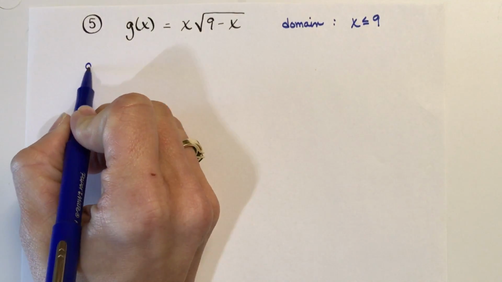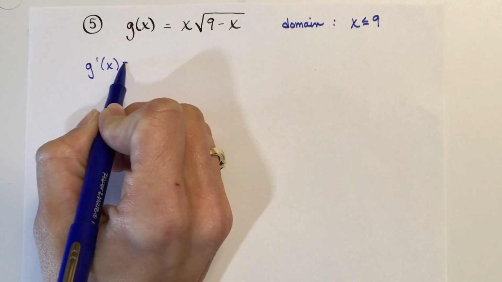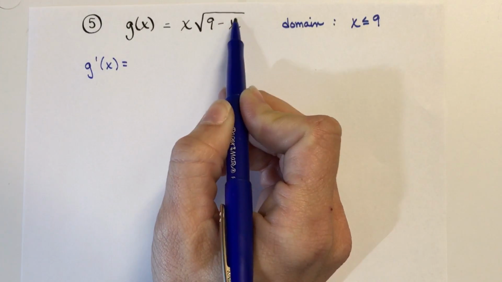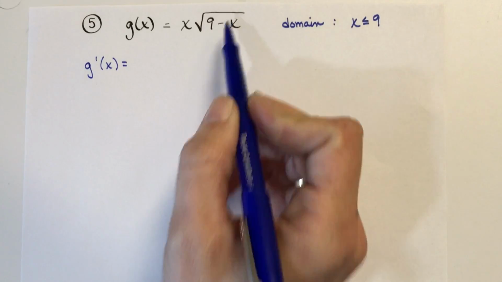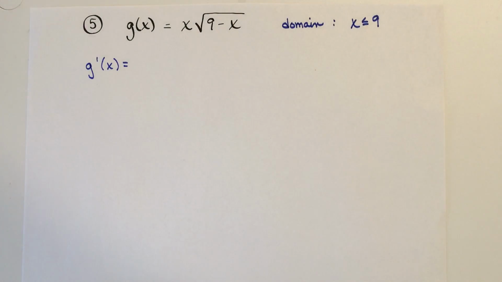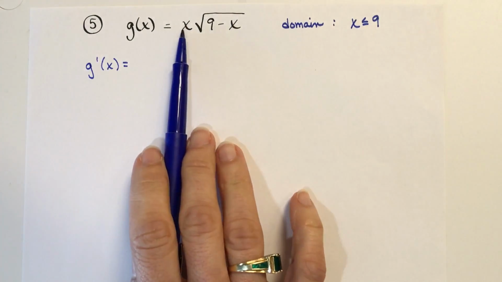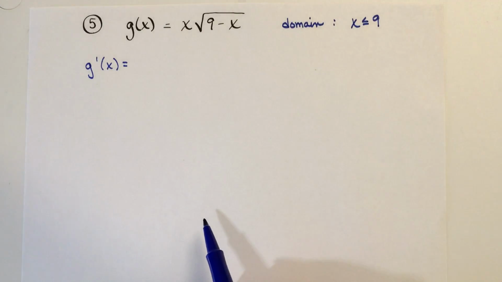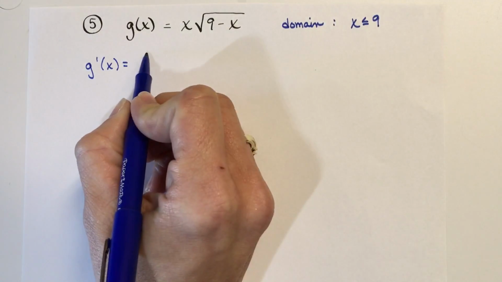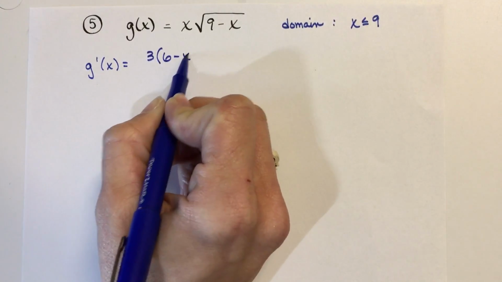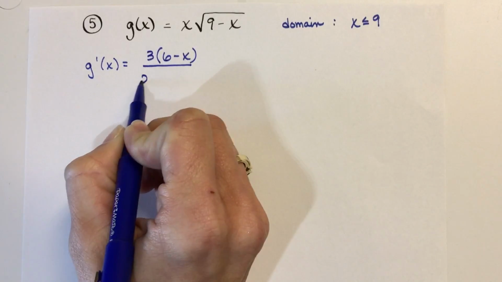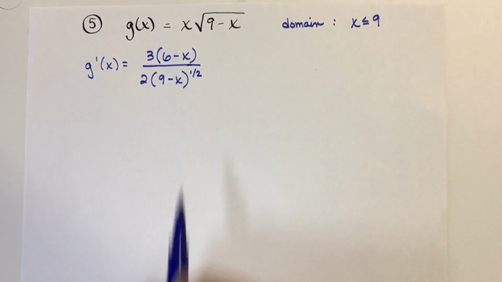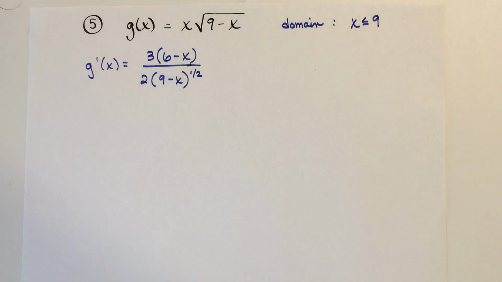Okay, first derivative. Now, doing your derivative on this one, of course, you would want to rewrite this as 9 minus x to the 1/2 power. But after doing that, you'll have to use your product rule, because this would be your first function and this would be your second function. But what you will end up with for your first derivative, okay, so that would be what you should get for your first derivative.